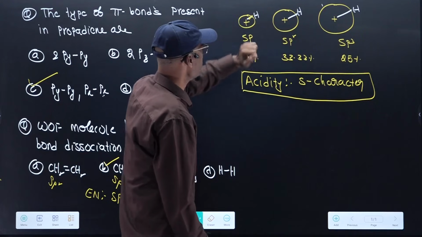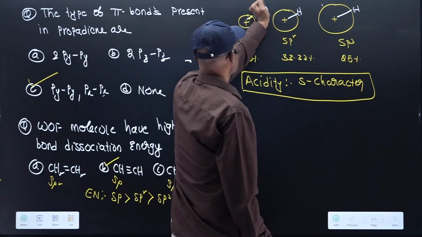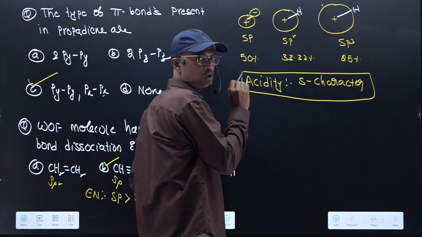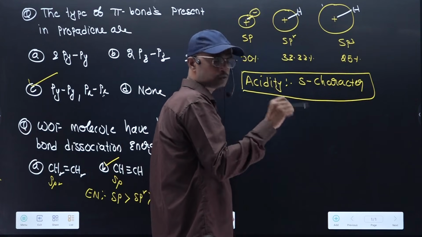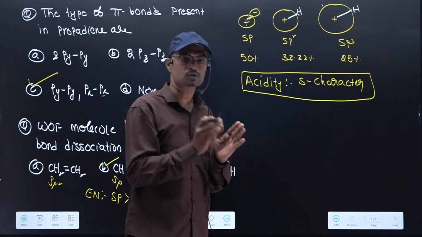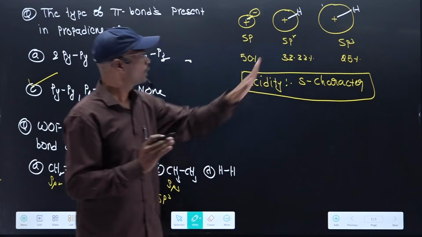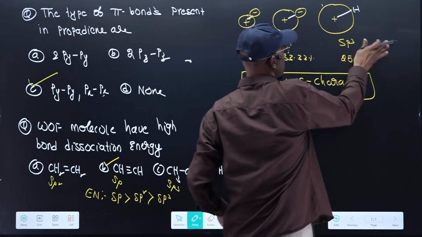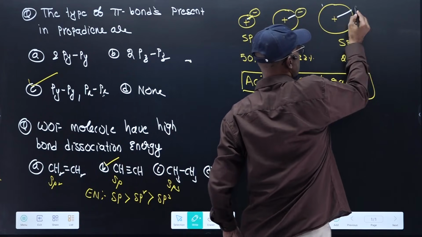Suppose the proton is removed here. If this proton is removed from this, what is the charge you will get here? Negative. It is a conjugate base. After removing a proton, whatever negative charge comes, that is called the conjugate base. Now if I remove this one, what will you get here? Negative.